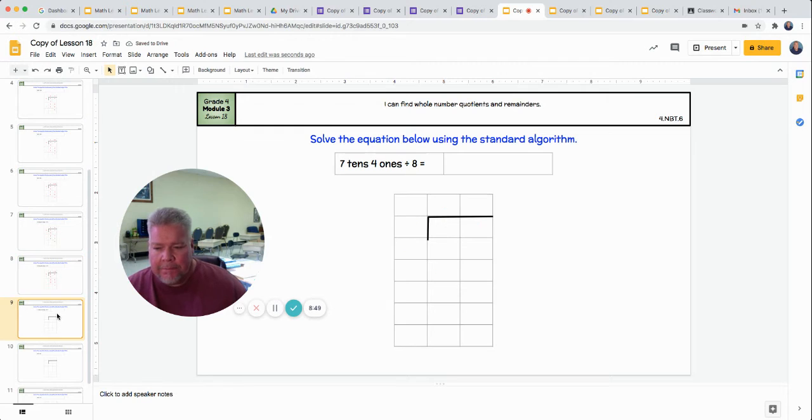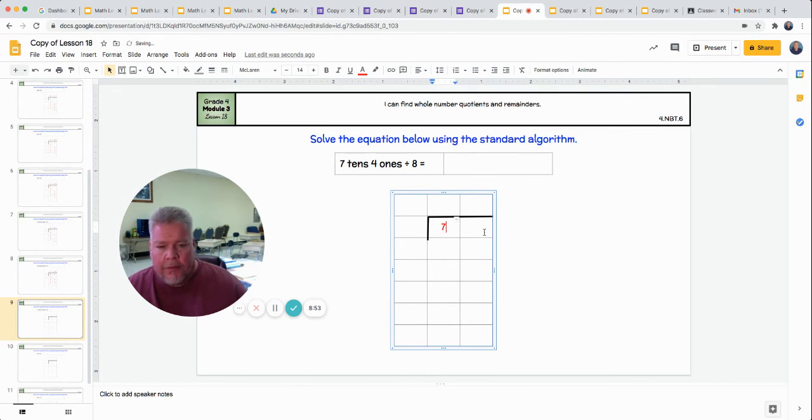A couple more here. 7 10s, 4 1s divided by 8. How many 8s are in 7? There aren't any, are there? Because 8 is bigger than 7, so we have to look at this number then. How many 8s are in 74? What do you think? You know your 8 facts. How about 9? 9 times 8 is 72.